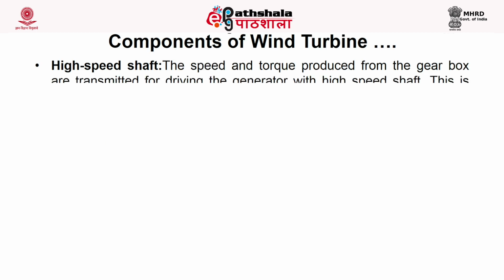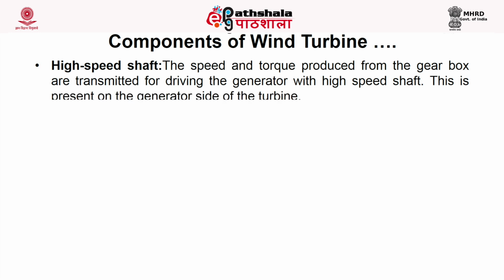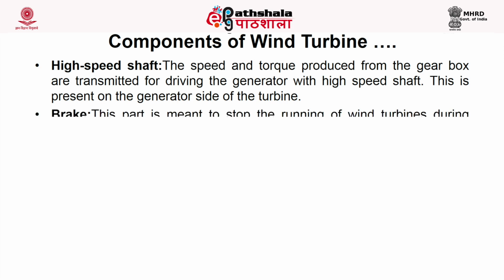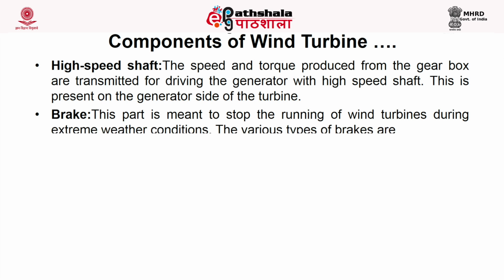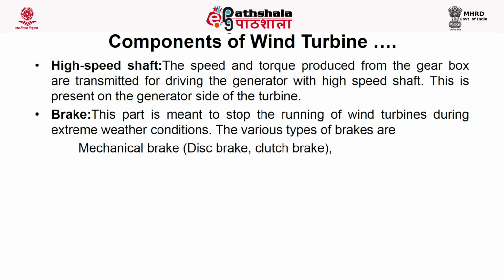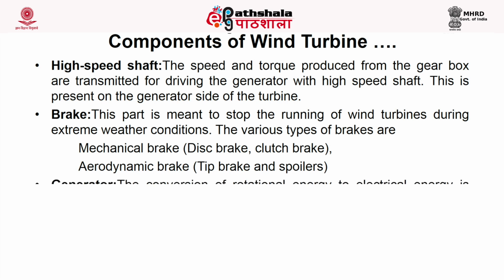High speed shaft. The speed and torque produced from the gearbox are transmitted for driving the generator with the high speed shaft. This is present on the generator side of the turbine. Brake. This part is meant to stop the running of wind turbines during extreme weather conditions. There are various types of brakes, like mechanical brakes, examples are disc brake and clutch brakes. Aerodynamic brakes, examples are tip brake and spoilers.